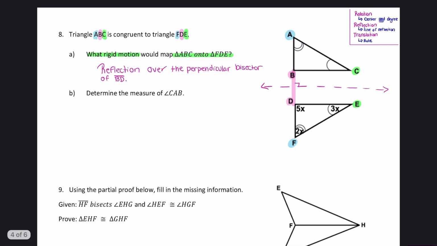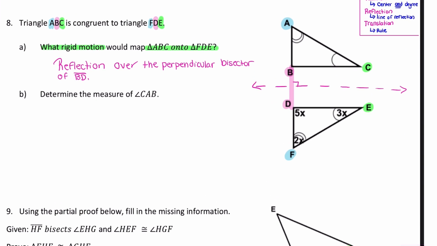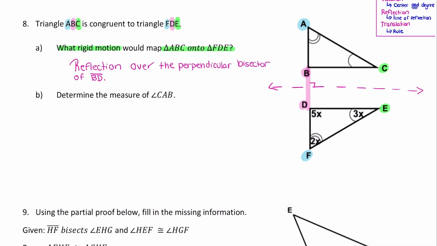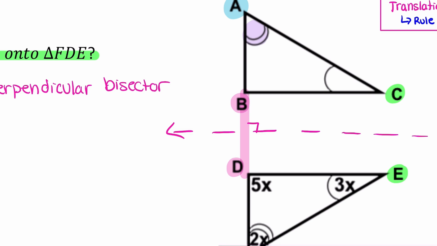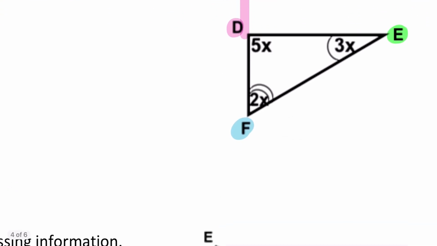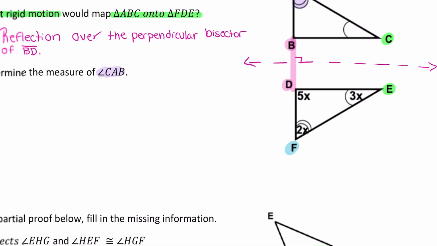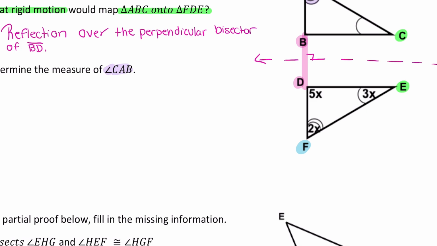Then B is saying determine the measure of angle CAB. So they want us to find, so let's see, CAB is right here, this angle here. Okay, I know nothing about triangle ABC. There's just nothing there. It's completely blank. But I do know something about this bottom triangle. It's giving me 3 different angle measures. And I do know that all the angles in a triangle do add up to 180 degrees. So I can use this triangle to make an equation.